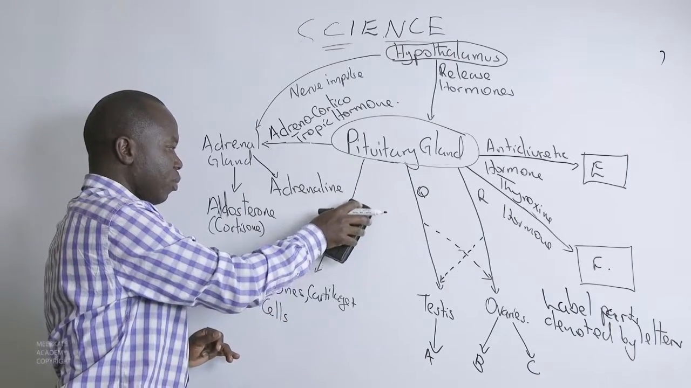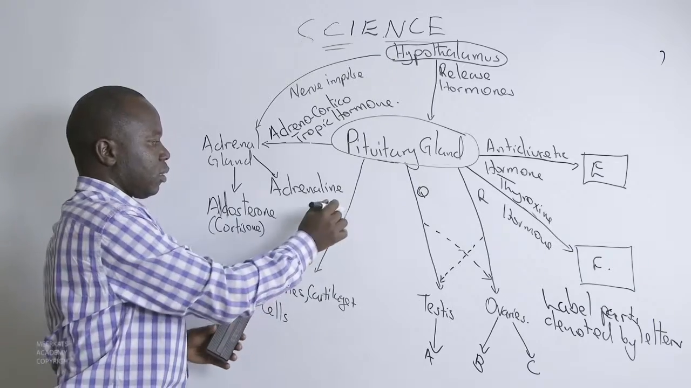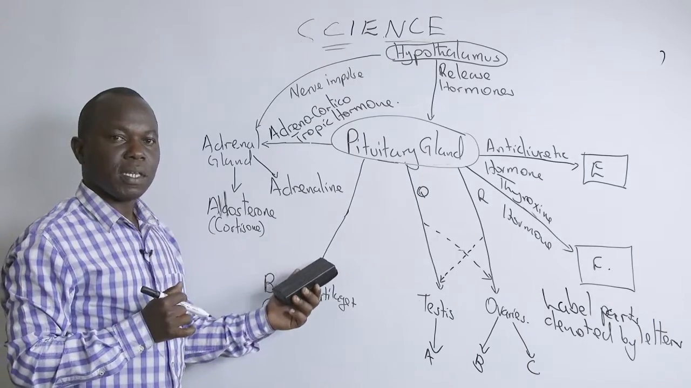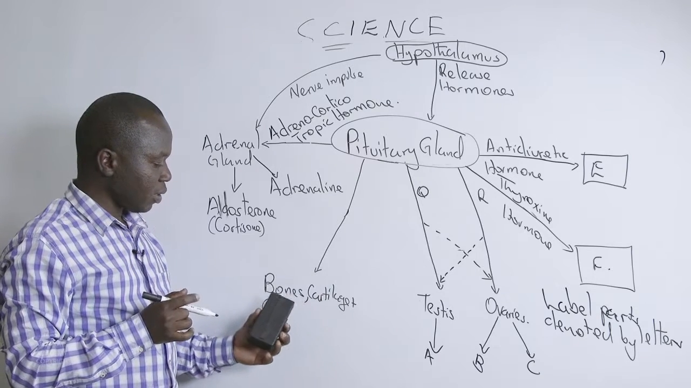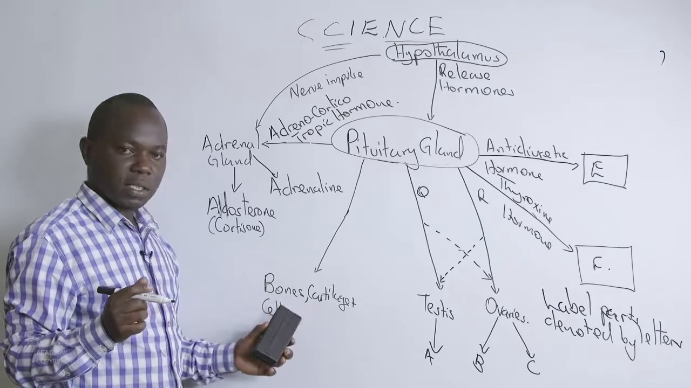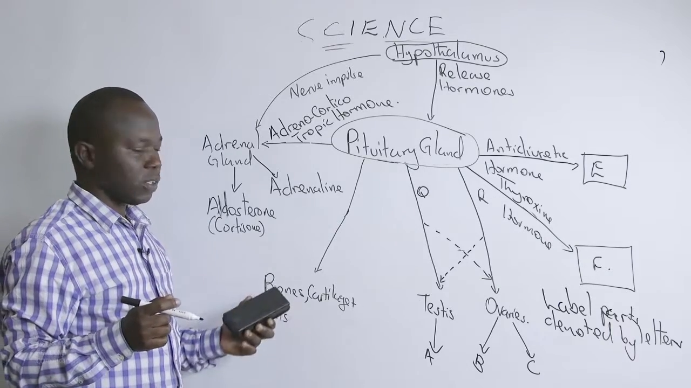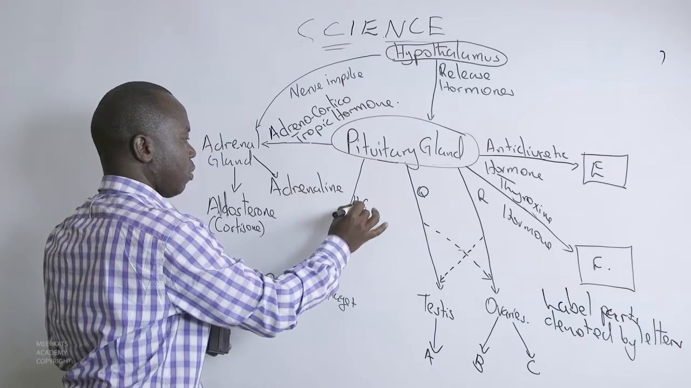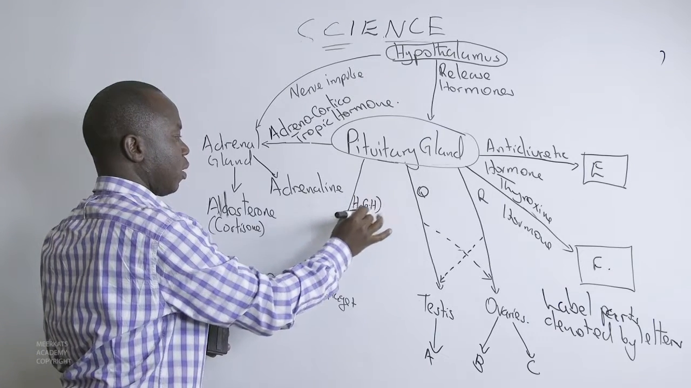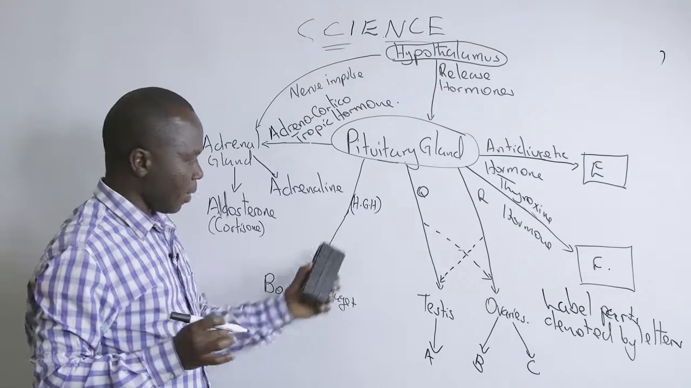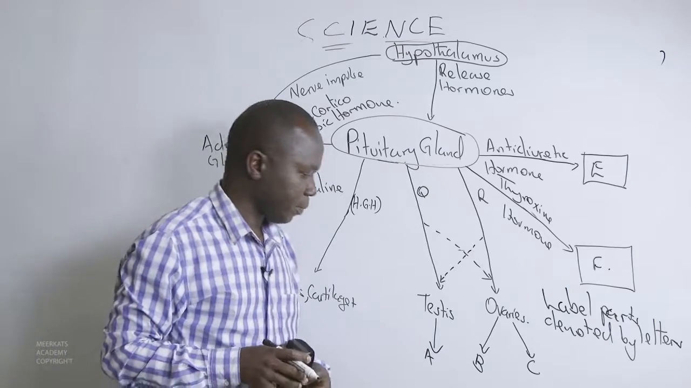What is the name of that hormone? From your table, you can check the name of the hormone. I hope you have found out that that hormone, which will stimulate growth of bones, cartilage, and development of cells, is called human growth hormone. So we can just abbreviate human growth hormone.